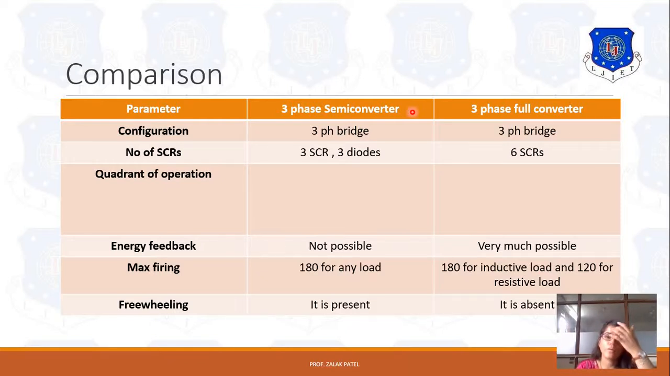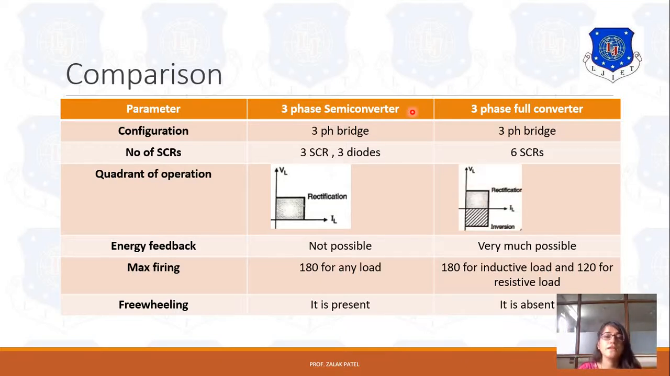Now for the quadrant of operation, in case of the 3-phase semi-converter, only rectification will take place, because it operates in only the first quadrant because of the positive load voltage value. While in case of the full converter, we already discussed in the lectures that it can operate as a rectifier and as an inverter based on the value of the firing angle. So you can draw the difference for the different quadrants of operation. For energy feedback, not possible. Why is it not possible? Because load to source it is not possible, that's why energy feedback is not there.